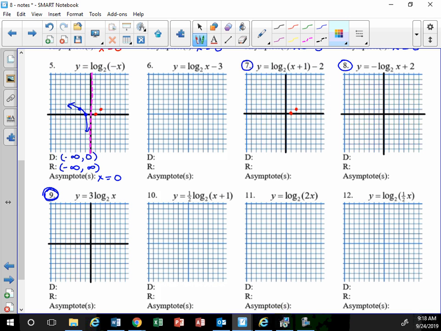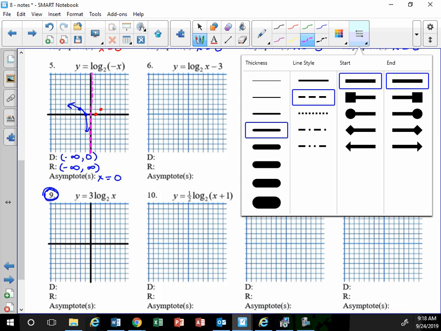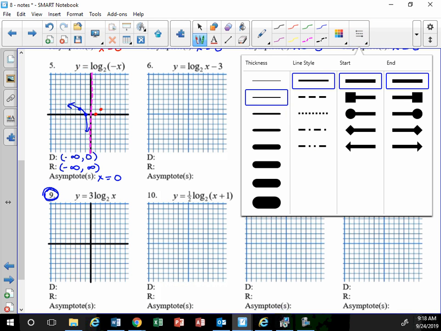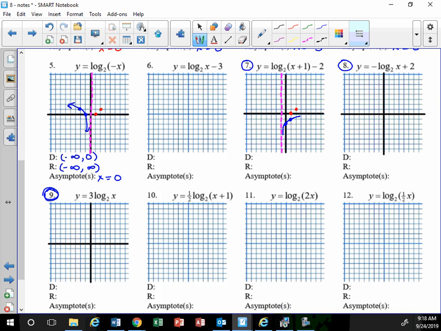All right, guys, so number 7, I am going left 1 and down 2. So left 1, down 2, left 1, down 2. And the asymptote moves. Okay. Domain would be -1 to infinity. Range -infinity to infinity. Asymptote this time at x equals -1. Are we fine on those where it's just left, right, up, down? Like that part's easy? Okay.